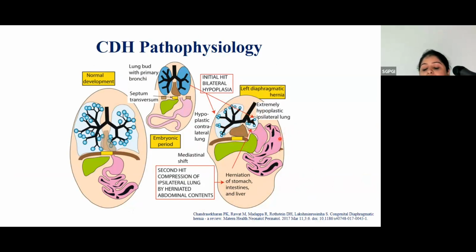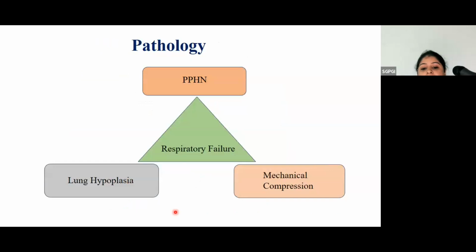Now there also occurs an increase in pulmonary vascular resistance, which leads to persistent pulmonary hypertension of the newborn. There is right to left shunting, RV dysfunction, and ultimate hypoxemic respiratory failure. So there's a vicious triad of PPHN, that is persistent pulmonary hypertension of the newborn, lung hypoplasia, and mechanical compression leading to respiratory failure.